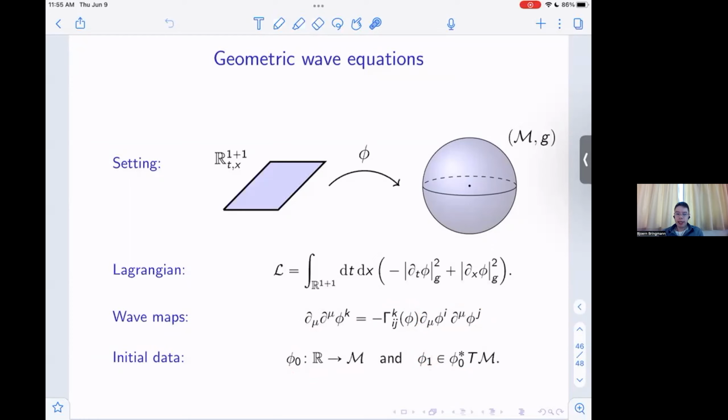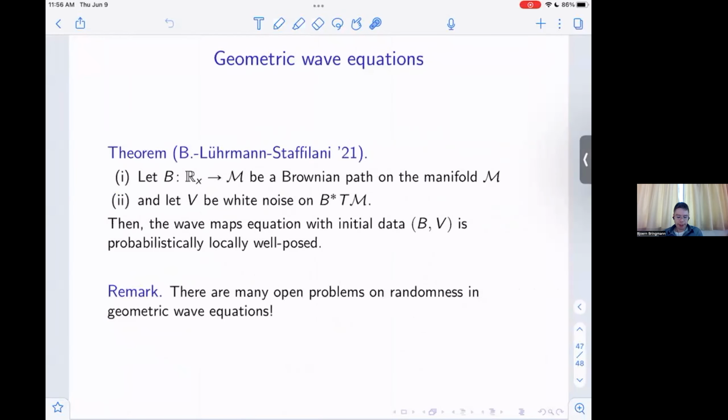Okay. Now, the kind of deterministic theory of equations like this is by now rather well studied, but we have very, very little in terms of results that involve some kind of randomness. So a first result in this kind of direction was obtained at the end of last year in joint work with Jonas Luhrmann and Giulio Stapilani. And what we proved is essentially a probabilistic local repulsiveness result.